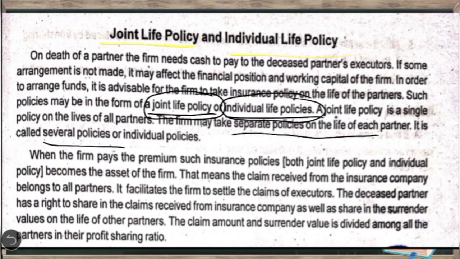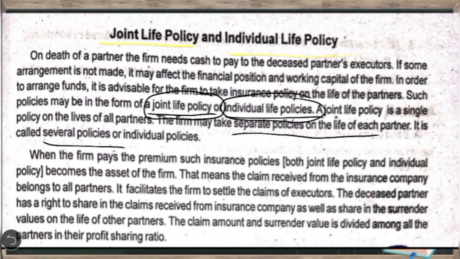Okay, the next point is that whenever they take up either a joint life policy or an individual life policy, they have to pay annual insurance premium to the insurance company. Now the question is, who has to pay that annual premium? So there are two options. Either the partners can pay that premium out of their personal funds, or the firm can pay that, treating it as an expense and debiting that to the profit and loss account. Usually we follow the second method.